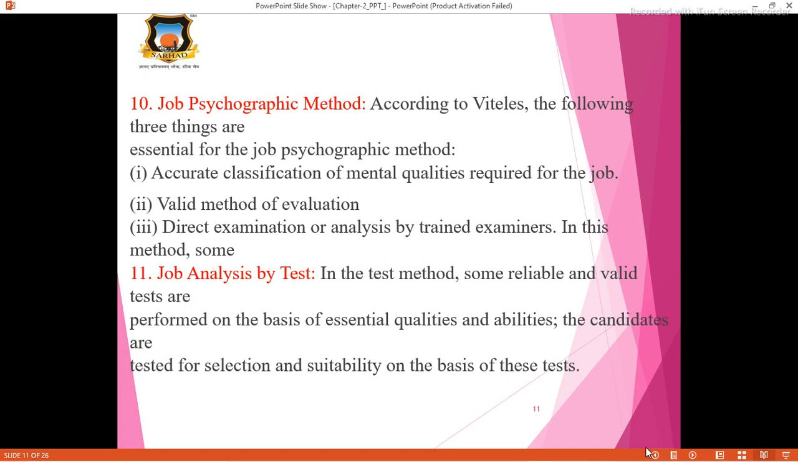The next method is job analysis by test. In this method, some reliable and valid tests are performed on the basis of essential qualities and abilities. The candidates are tested for selection and suitability on the basis of these tests.